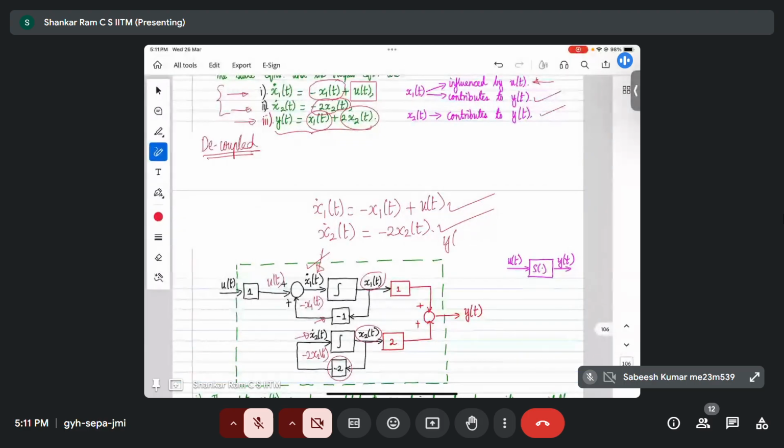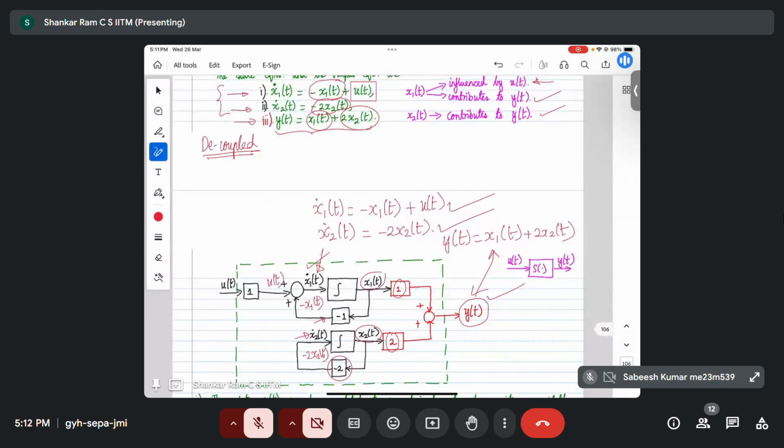Then what about the output equation? It is x1 plus 2x2. So we take x1 multiplied by 1, x2 we multiply it by 2, and then we add them, and then we get y. Okay, so which is this. We can immediately see that you and I have got the output.